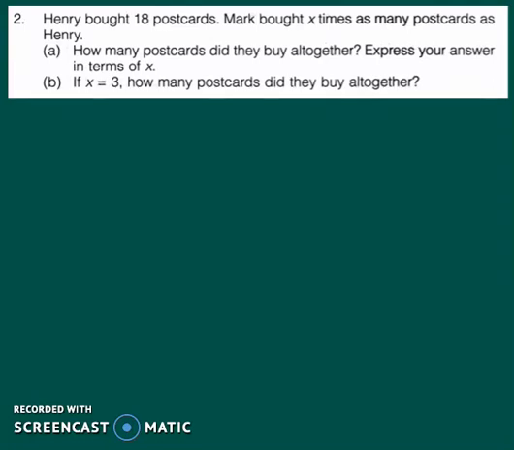Henry bought 18 postcards. Mark bought X times as many postcards as Henry. So what does that mean? The first thing that we're told is that Henry bought 18 postcards. So let's let this rectangle here represent how many postcards Henry bought, and we know that it's 18. So let's think of this rectangle here of 18 postcards in terms of a bundle. Let's pretend that he bought a bundle of 18 postcards.